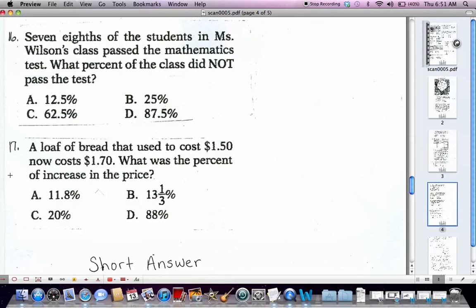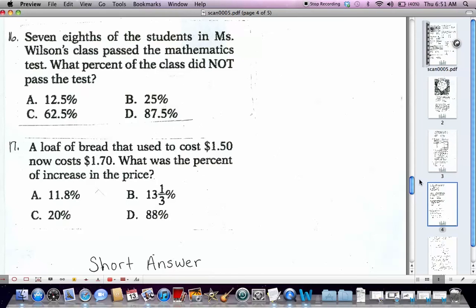Then number 17, a loaf of bread that used to cost $1.50 now costs $1.70. What was the percent of increase in the price? So we're trying to find percent increase. Remember how we do that? It used to cost this. This was the original. Now it costs this. So what's the percent of increase in that price? Okay, 11.8%, 13 1/3%, 20%, or 88%.